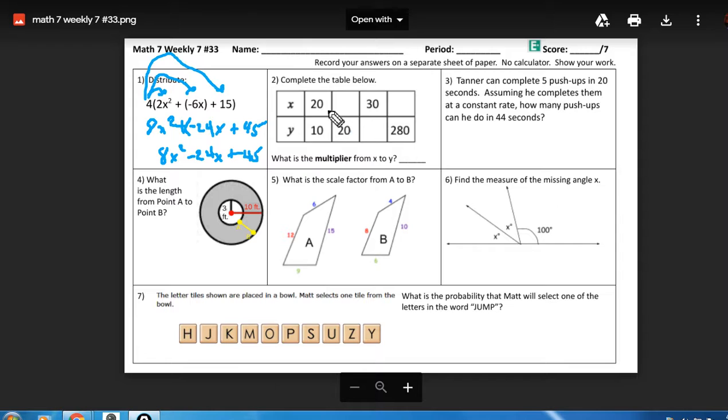Okay, so let's complete the table below. So we're trying to figure out what we're doing. It looks like we're cutting this in half. From 20 to 10 going this way, we're cutting it in half. So really it looks like multiply by 2 if we're going from y to x. So here we go. We could go this with 40. Cut this in half, 15. Multiply by 2.